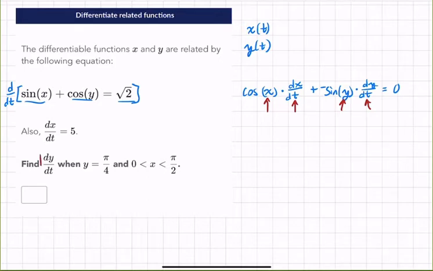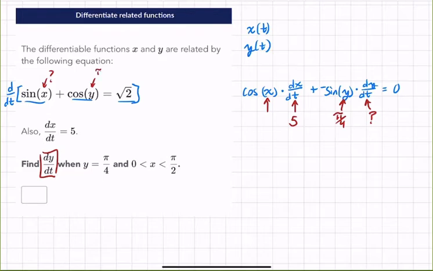So we're looking for dy dt, so this is the guy we don't know. We know what dx dt is. It's 5, it was given to us. We know what y is, that's pi over 4. And then, man, where's the x? Oh, shoot, we don't know what the x is. So you know what you have to do? That's right, we have to find it. We gotta plug in what y is and then solve.